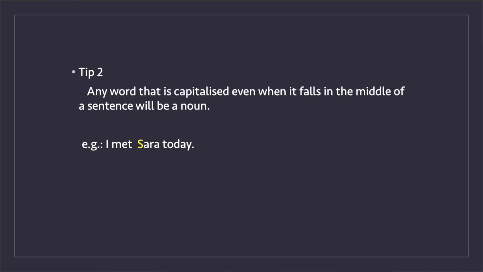Here is tip number 2 for you. Any word that is capitalized, even when it falls in the middle of a sentence, will be a noun. Let's have a look at this example. I met Sarah today. You know that the first word in a sentence will always begin with capital letter. So I, that is the first word. Then you have I met Sarah today. So this word Sarah begins with a capital S. So that clearly shows that it's a noun. And it is a noun, it's a proper noun.